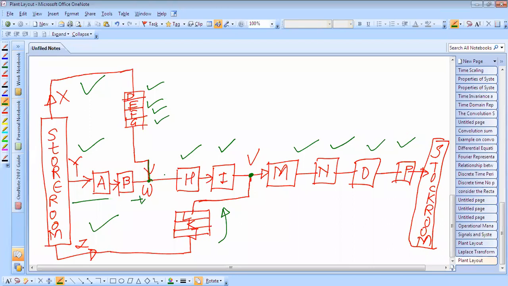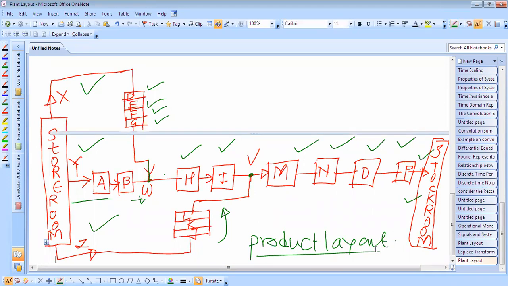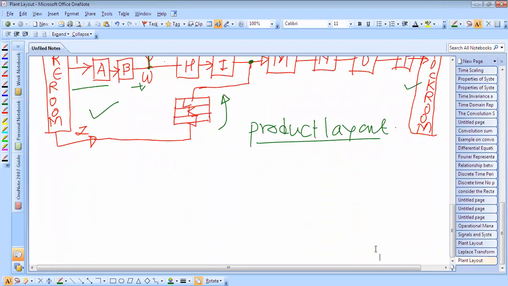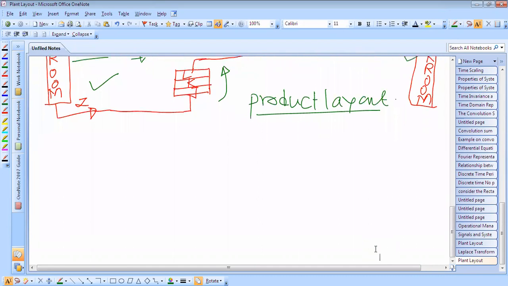So in this way, after that the total assembly goes to the stock room. So this is the finished product, we can say. It is given to the stock room. So this type of layout is generally called the product layout.